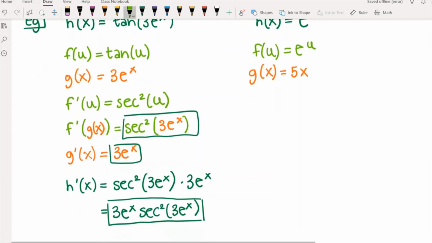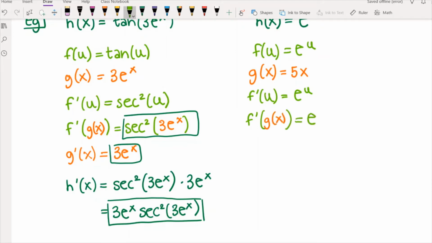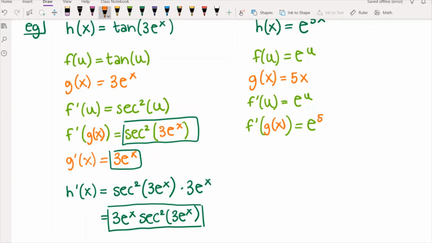And so our outer derivative is going to be still e to the u, right? That's what the derivative of e to the x is. So the derivative of e to the u is just e to the u. But now we're going to put back in our original input. So we're going to get e to the, our original input was 5x, so we have 5x.